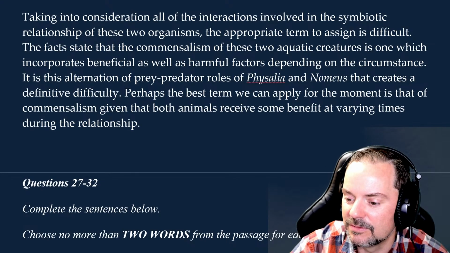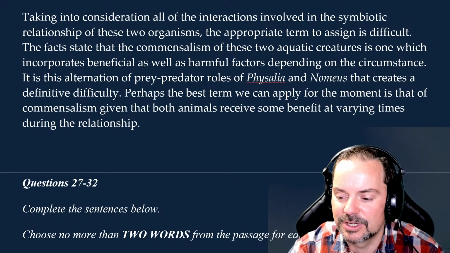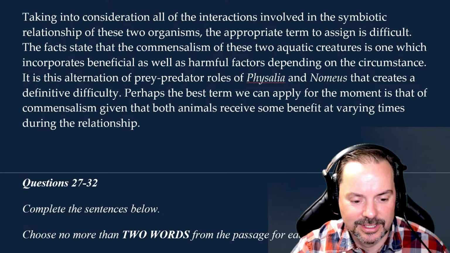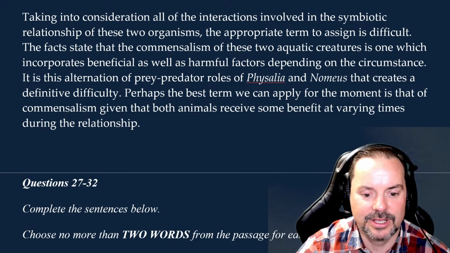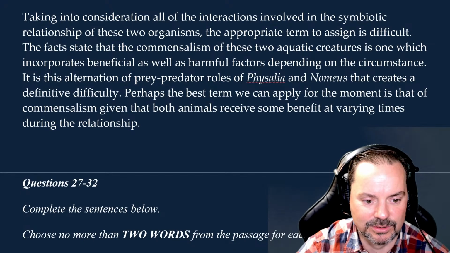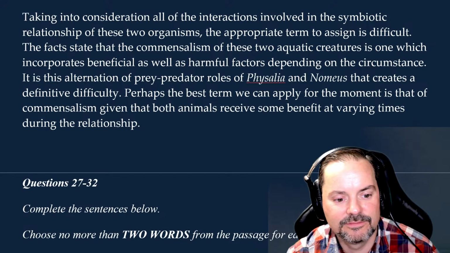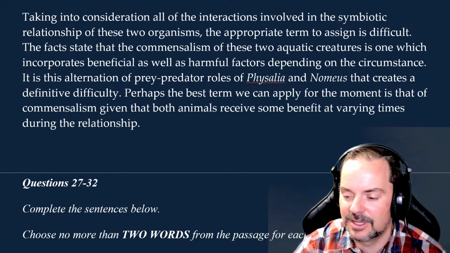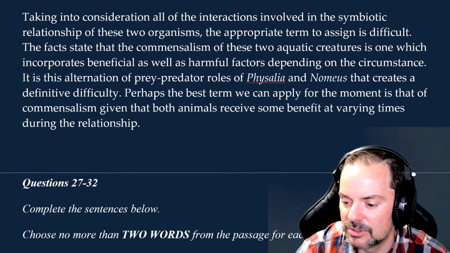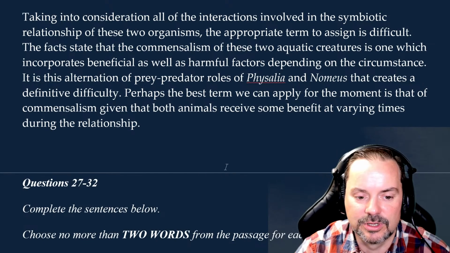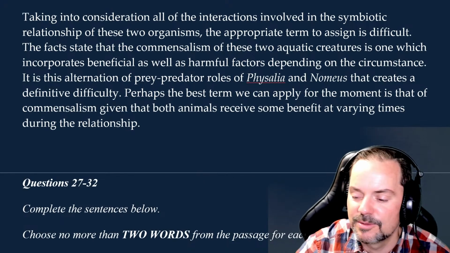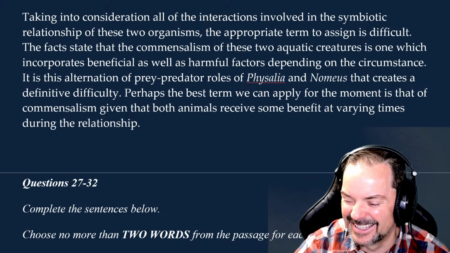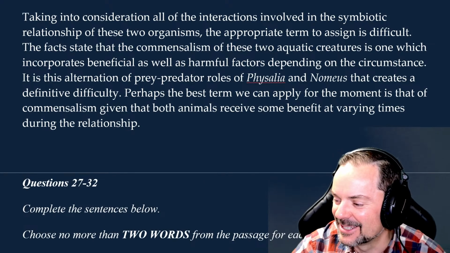Carolina, I appreciate you for getting my Matrix joke with Neo and Smith. Like the Nomius dodges the deadly tentacles of the Physalia, so too does Neo dodge the bullets of Smith. I'm sure a couple of you picked up on that.